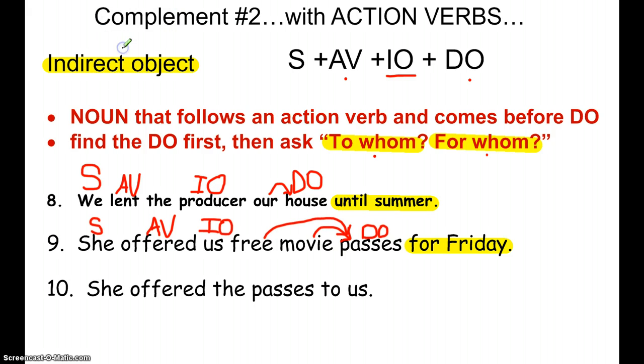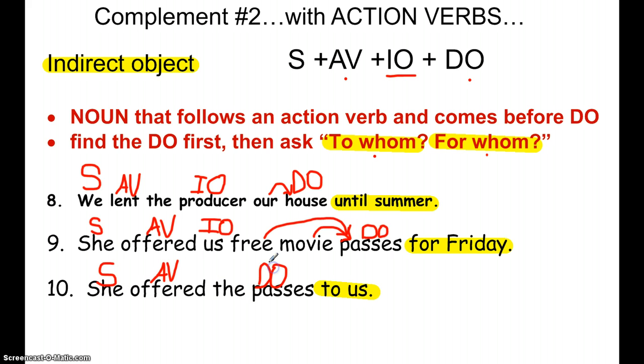Now the next sentence is where we come into some trouble, but if we go through our steps and follow our rules, it shouldn't be too bad. She offered the passes to us. We look for our prepositional phrases, to us, and we eliminate it. We don't look at it anymore. She offered the passes. So our subject is she. She offered, looks a lot like the sentence above us. She offered what? She offered passes, still the same.